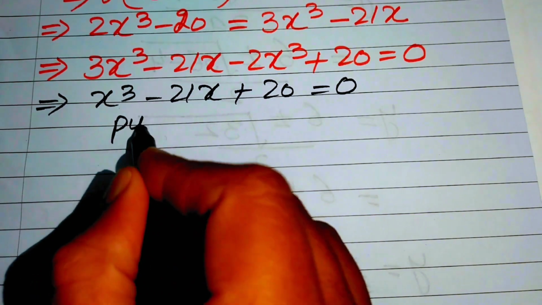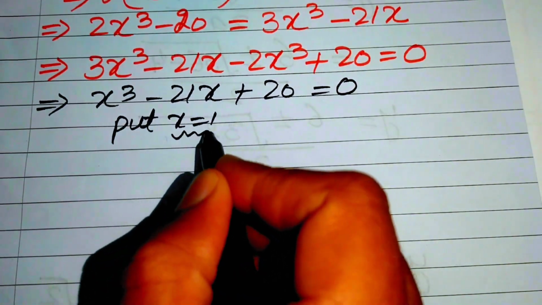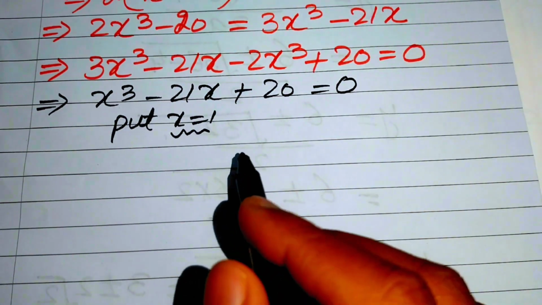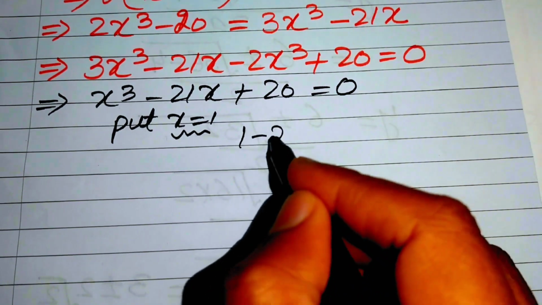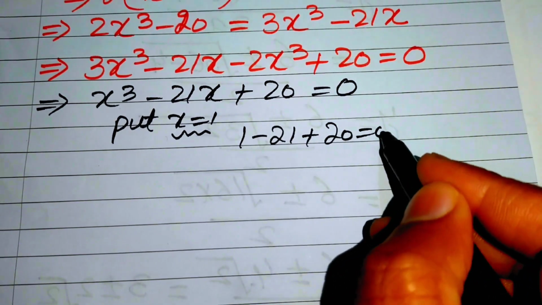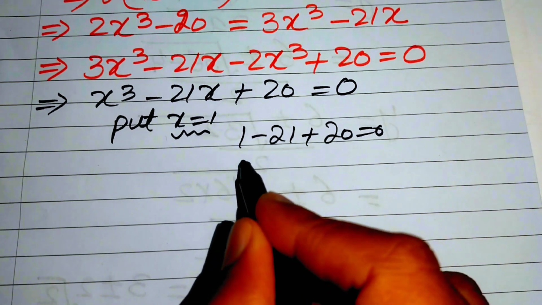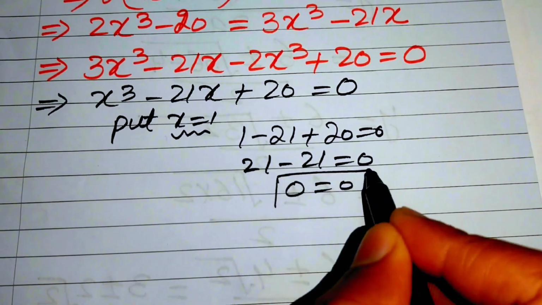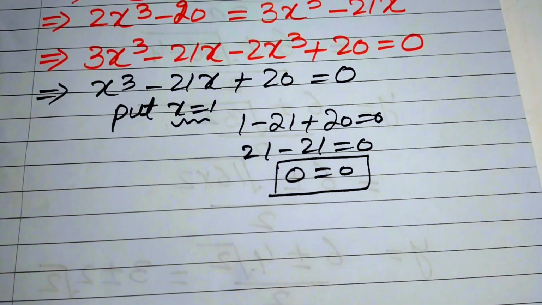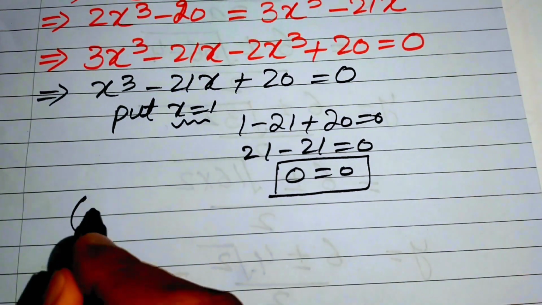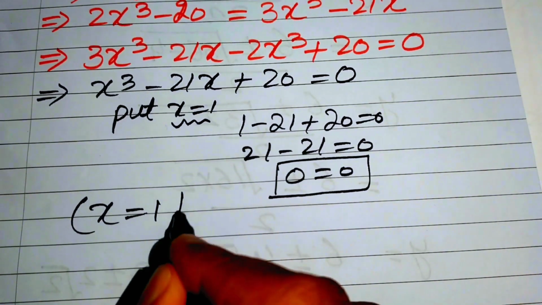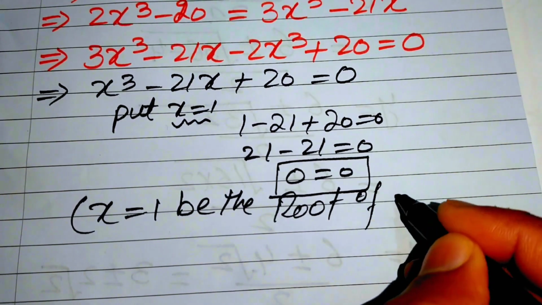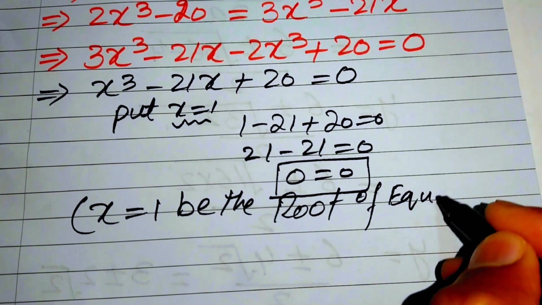So first we check at x equals 1. When you put x equals 1 on each term in the left hand side involving x, then we get 1 − 21 + 20 equals 0. So it becomes 21 − 21 equals 0, and you get 0 equals 0. So this shows that x equals 1 is a root of this cubic equation. So here we write x equals 1 is one root of the above cubic equation.